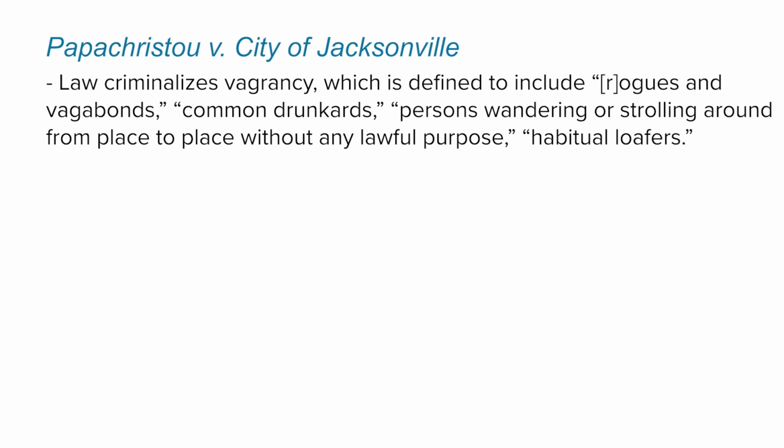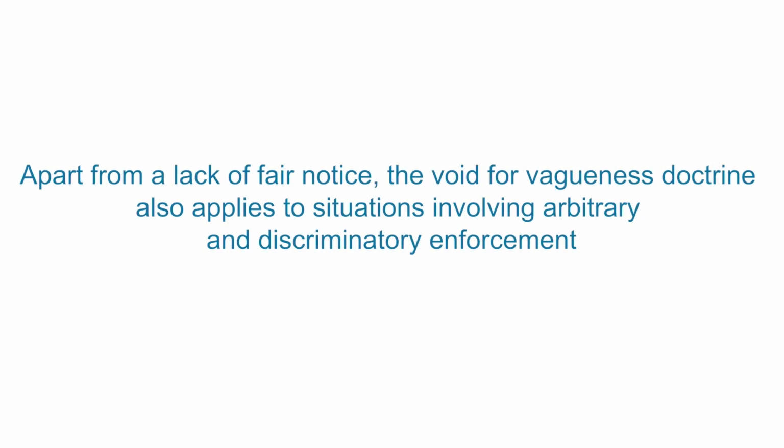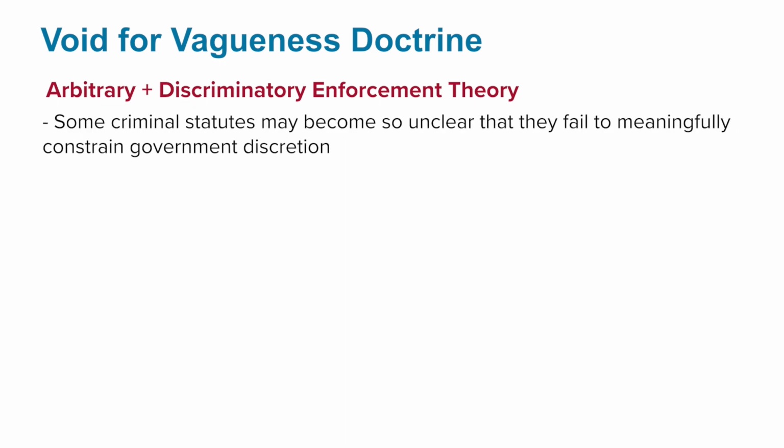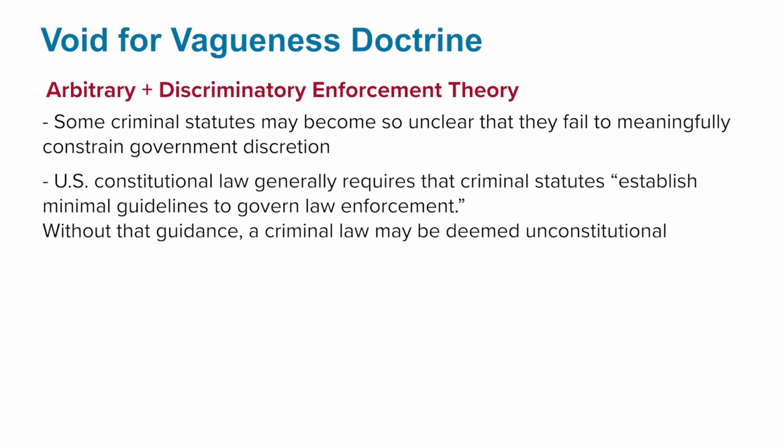Apart from a lack of fair notice, the void for vagueness doctrine also applies to statutes that allow for arbitrary and discriminatory enforcement. The animating idea here is that some criminal statutes may become so unclear that they fail to meaningfully constrain government discretion. And that's a problem for anyone who believes in limited government. We don't want to give law enforcement de facto power to lock up whoever they want without any regard for the rule of law. To protect against this abuse of government authority, US constitutional law generally requires that criminal statutes, quote, establish minimal guidelines to govern law enforcement. Without that guidance, a criminal law may be deemed unconstitutional.